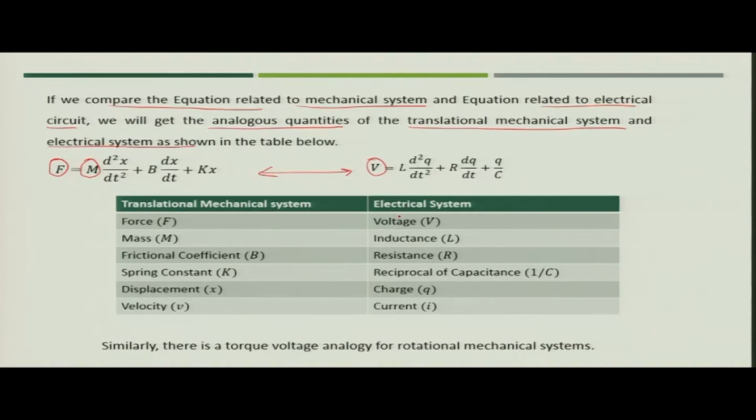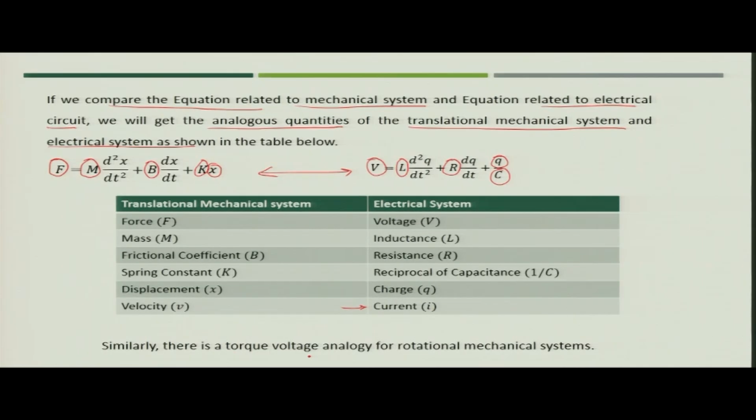Mass M is analogous to inductance. Frictional coefficient, that is B, is analogous to resistance R. Spring constant K is analogous to reciprocal of capacitance, that is 1 by C. Displacement, that is x, will be analogous to charge q, and then if you differentiate x, that is dx by dt, you will get velocity v, and when you differentiate q, that is dq by dt, you will get current I. So, velocity v is analogous to current I. So, this example shows how the different quantities of mechanical system are analogous to the electrical system.